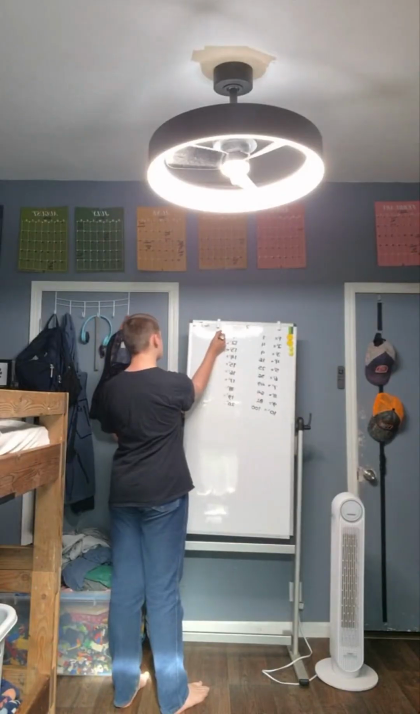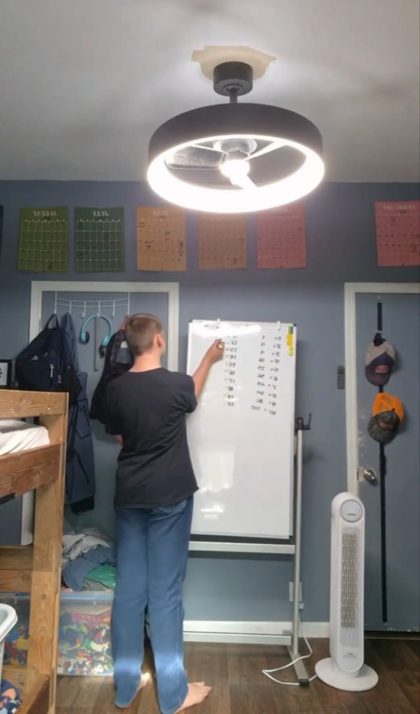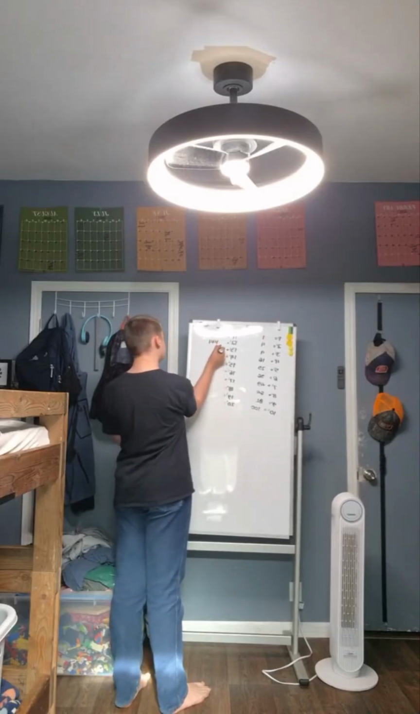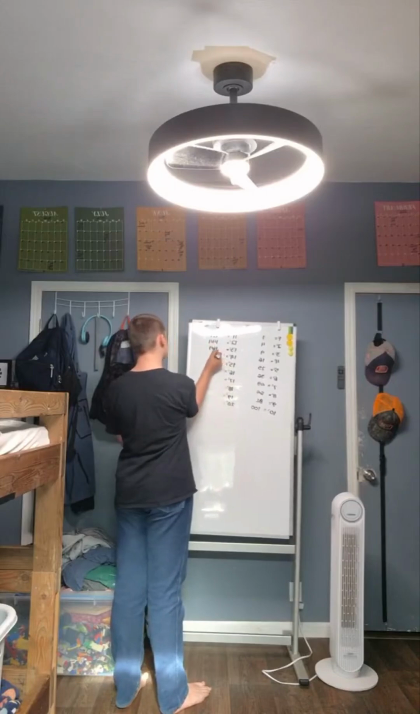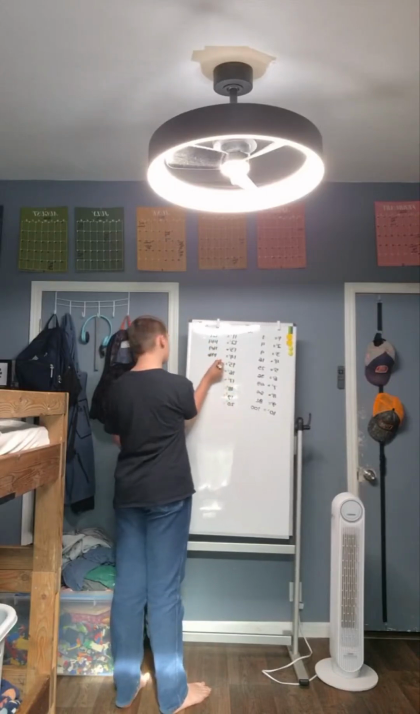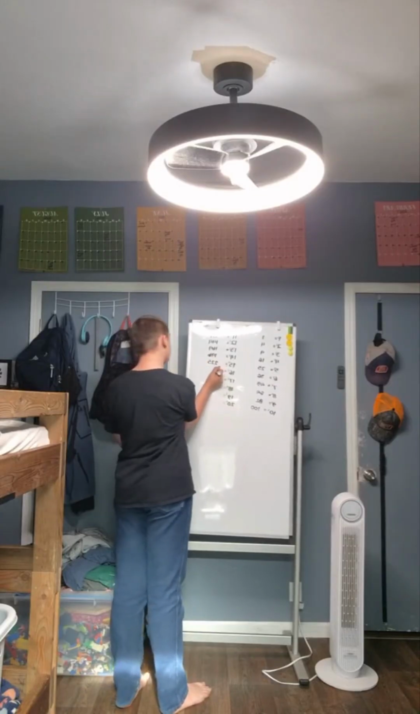Eleven squared is 121. 12 squared is 144. 13 squared is 169. 14 squared is 196. 15 squared is 225.